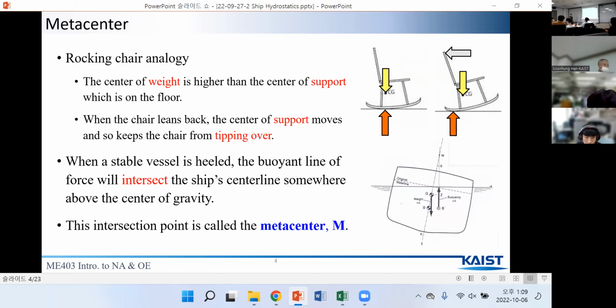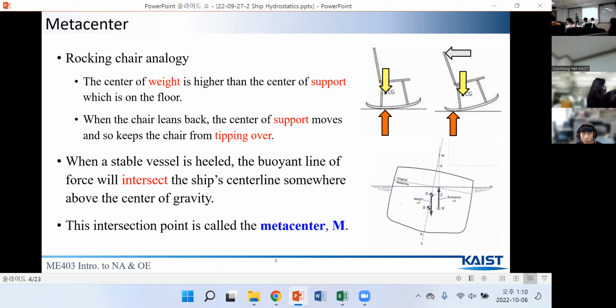The metacenter is higher, so the CG is higher than the center of support. A rocking chair is the same, see that on the floor. CG changes if you are sitting on the chair, whether there is a person or not. But if you rock the chair, the CG does not move, but the center of support is moving. That's why they make a moment. So the support moves and keeps the chair from tipping over.